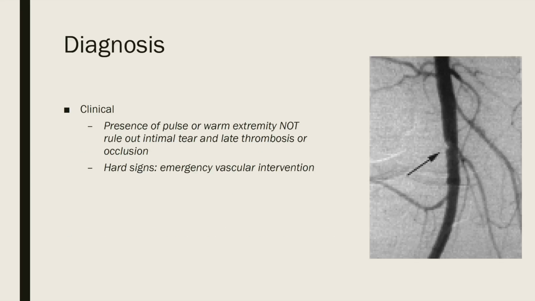Here you can see the problem with clinical evaluation. You might, in this case, have a warm extremity and a good pulse, but you've got this intimal tear, and that might cause problems later on. Obviously, if you have hard signs, you should do an emergency vascular intervention.